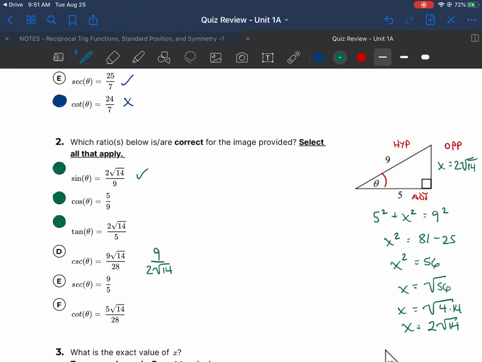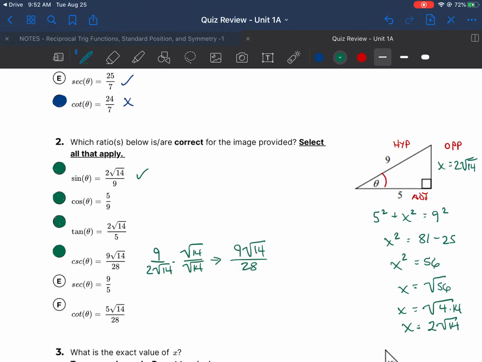Now, at first glance, you might say, well, that's not the same thing. However, because of the square root in the denominator, we need to rationalize. So let's multiply both the numerator and the denominator by the square root of 14. This is going to give us 9 square root of 14 divided by 28, which is what we have here, so this is also correct. And also notice that that cannot reduce any further.